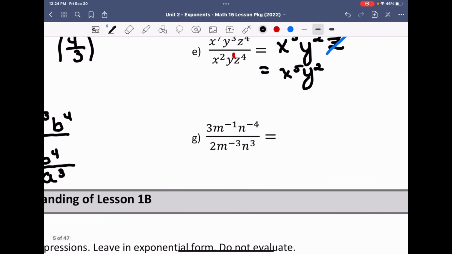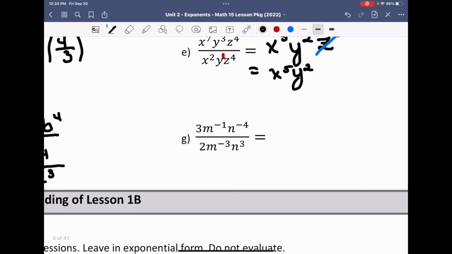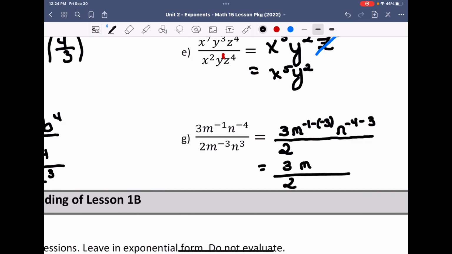All right, finally, I have G here. I look at my numbers and I say, is 3 over 2 already fully reduced? It is. We can't reduce that anymore. So I'm going to write in 3 over 2. I then have m to the negative 1 divided by m to the negative 3. This is like saying m to the power of negative 1 minus the negative 3 from the denominator. In terms of my n, I have n to the negative 4 minus a positive 3 here. This is going to simplify to 3 over 2 times m. Minus minus becomes negative 1 plus 3, which is 2. And n to the negative 4 minus 3 is n to the negative 7.